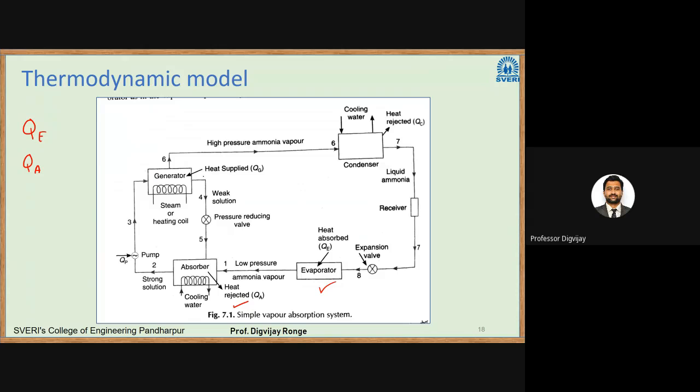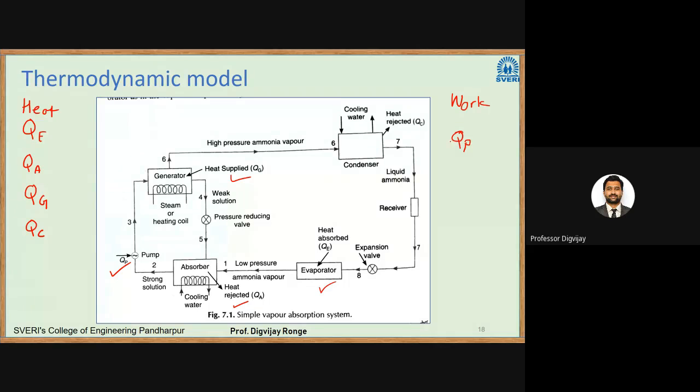Then coming to the generator, we have heat supplied externally, QG. Next we have the condenser. In the condenser, we know that the latent heat is being rejected to the atmosphere, so we have this QC. This is related to the heat. If I talk about the work, in this case only the pump, we are supplying work to the pump, that is QP.